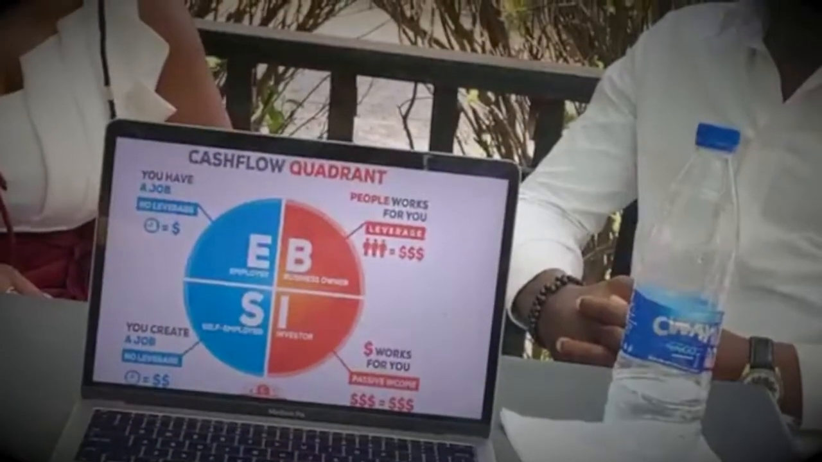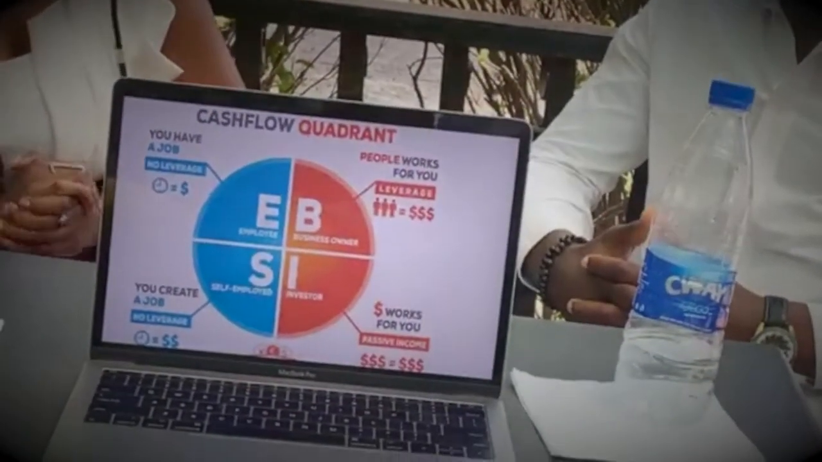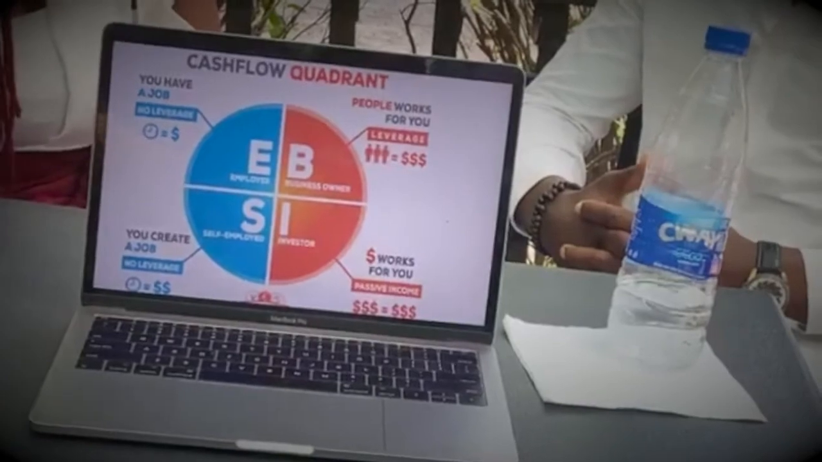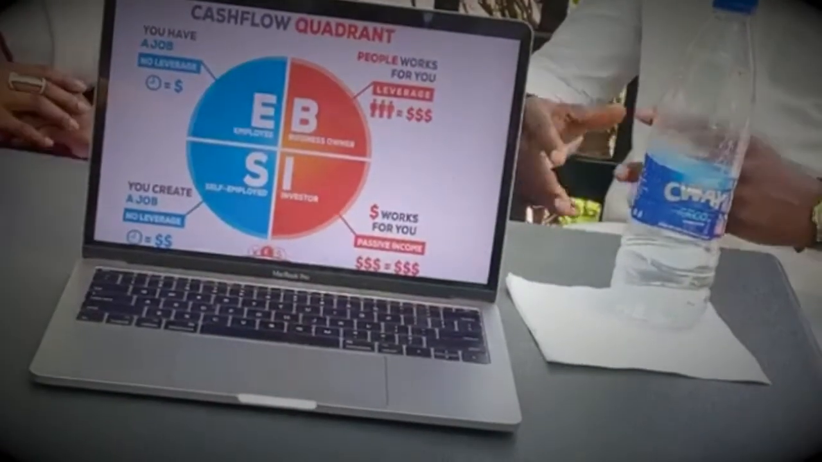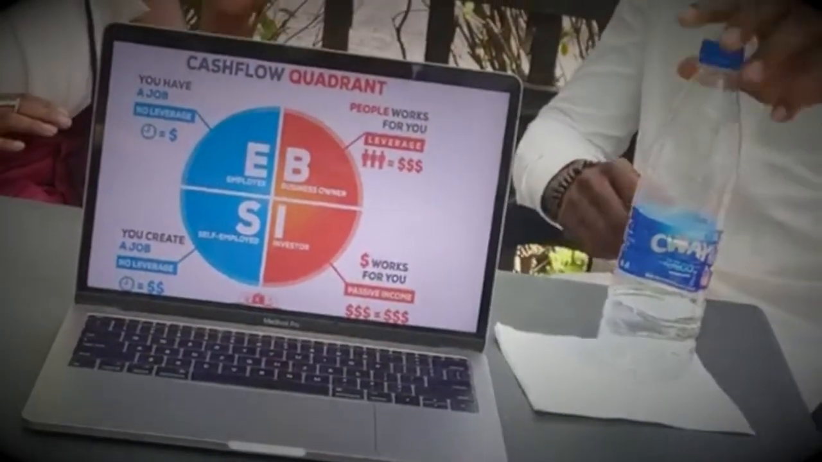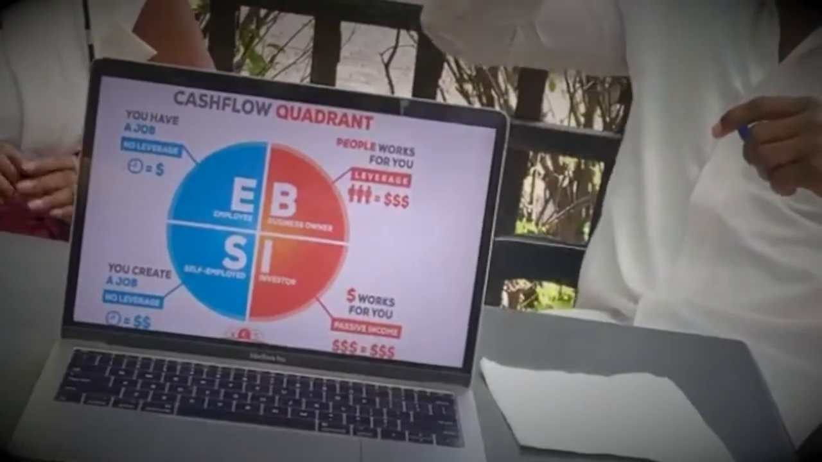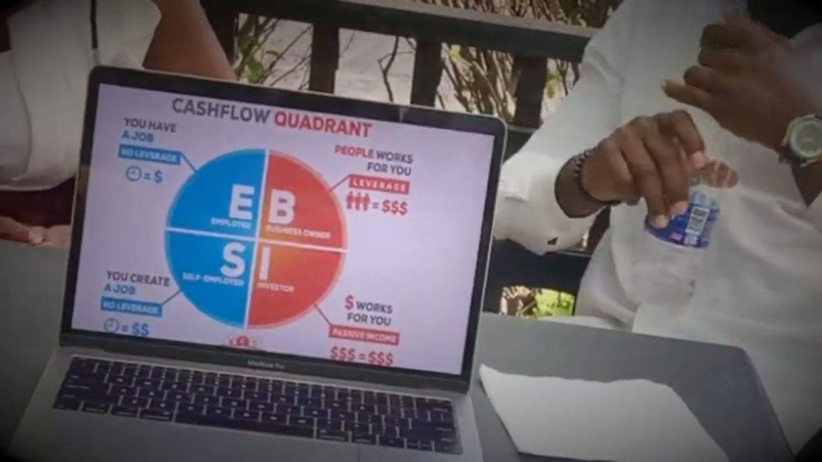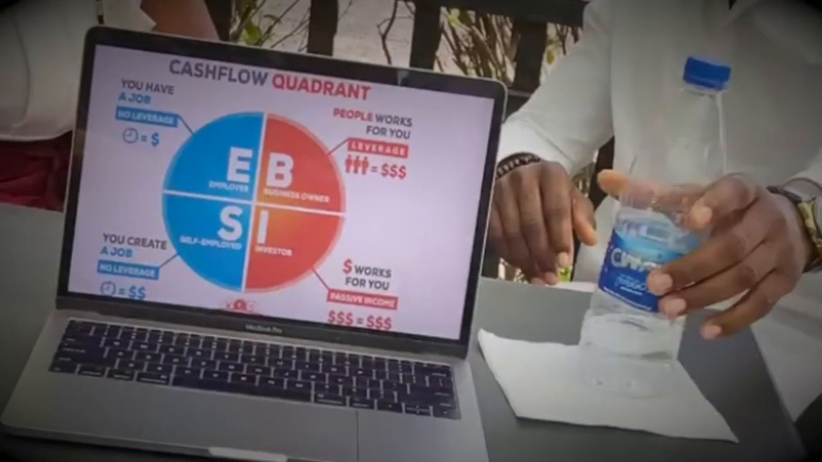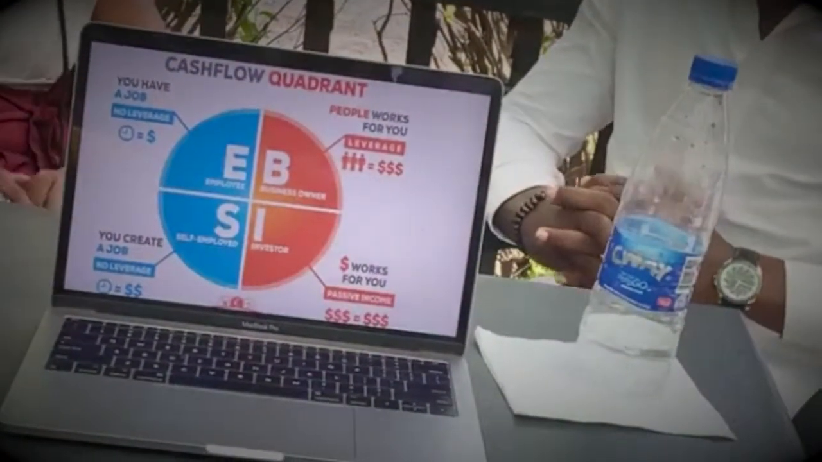Okay? So I'm going to show you exactly what the quadrant looks like. Perfect. As you can see, on the left side of the quadrant, you have the employee and self-employed. And on the right-hand side, you have the business owners and the investors. So, let's dive into it.